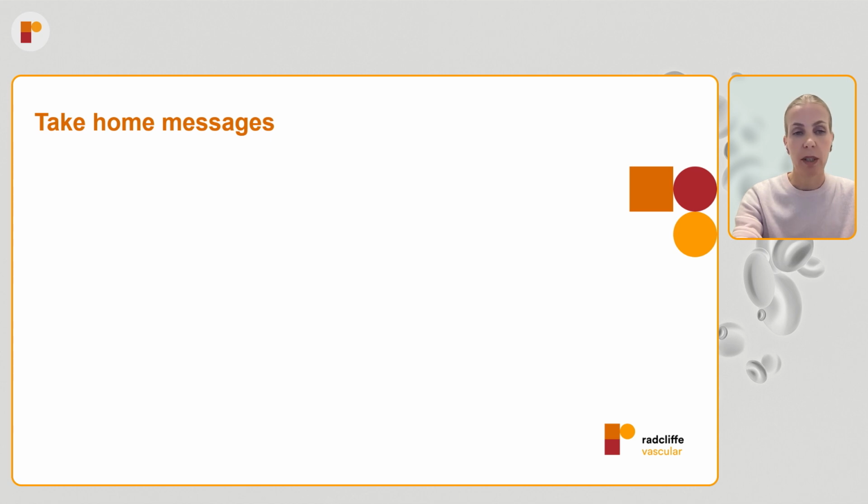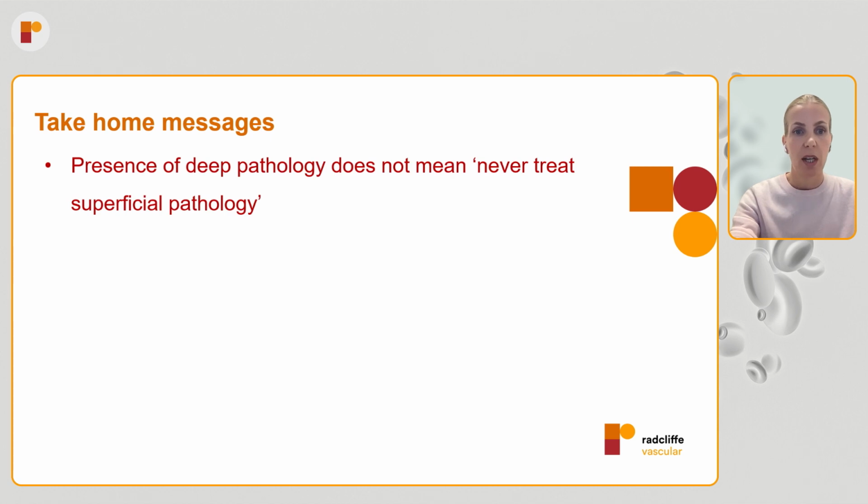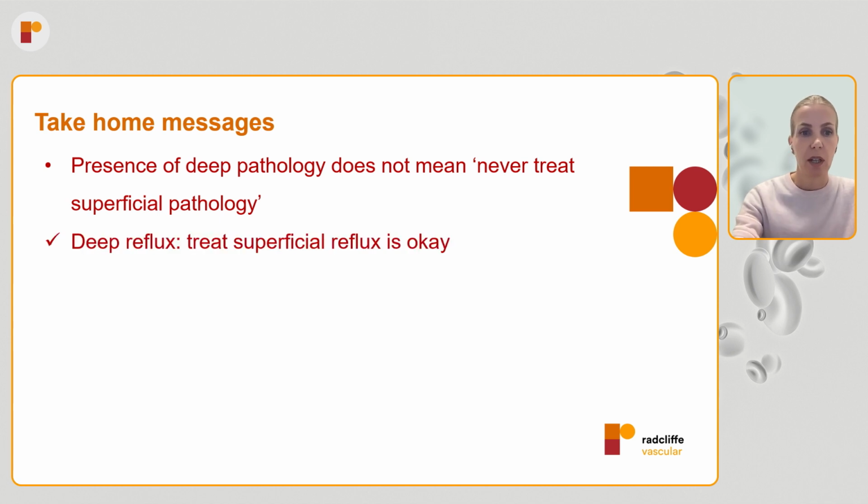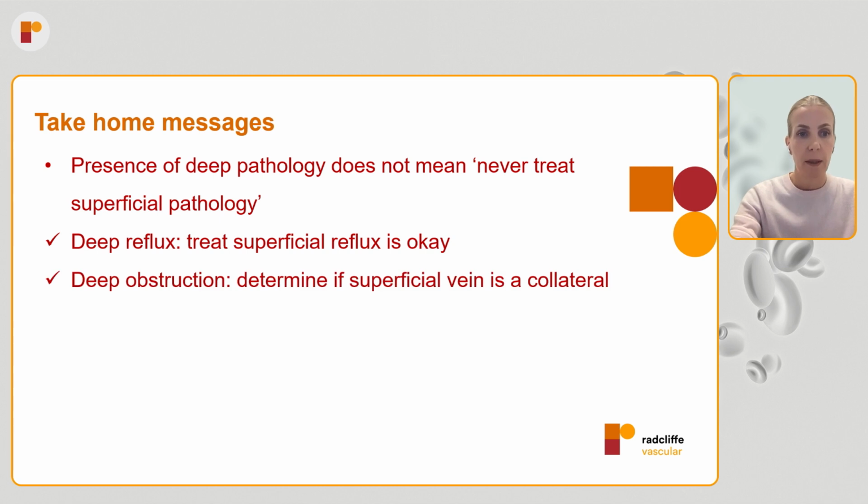So when not to treat the superficial venous system, take home messages. The presence of deep pathology does not mean never treat superficial pathology. And I think a lot of people think that that's still what it means, but that's not the case. It can definitely mean that. If there's reflux, then treat superficial reflux, that's fine. Will it help? That also depends on the amount of reflux in the deep system. Is it only segmental or all the way down?